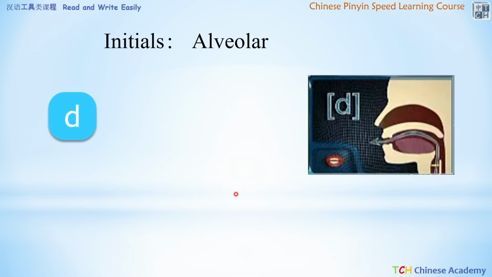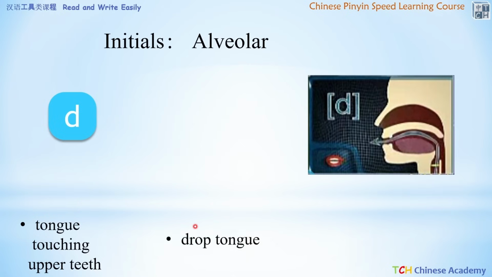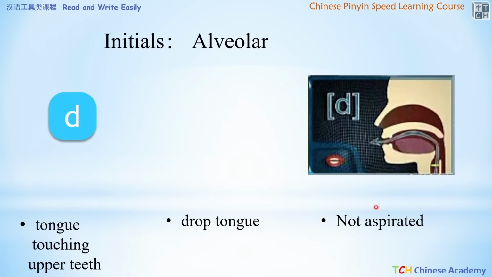Well, let's look at the first alveolar initial, d. This one is very simple. When we pronounce it, we touch the tip of the tongue to the upper ridge of the teeth, and then drop the tongue to let the air out. And this sound is not aspirated, just as in the English word dad. So, d.